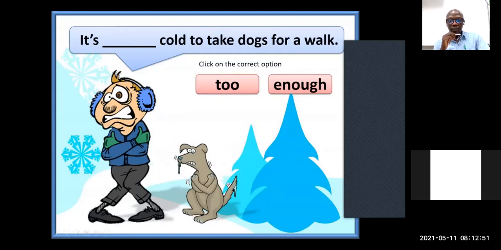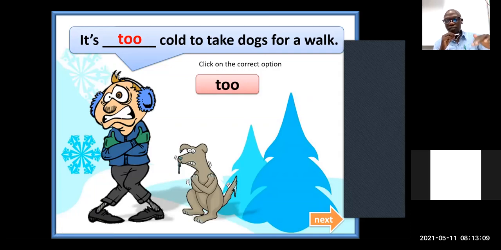All right, so click on the correct answer. No, it's enough. No, it's supposed to be too. Correct. It's too cold to take dogs for a walk. It's very, very cold. More than enough. More than the usual coldness. So too means much more than what's needed in that sentence.